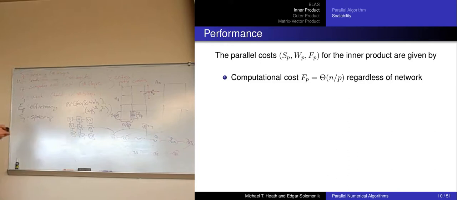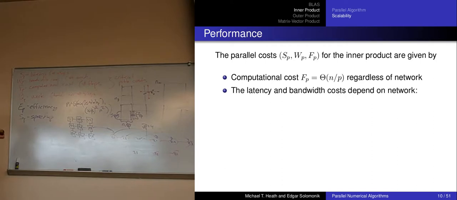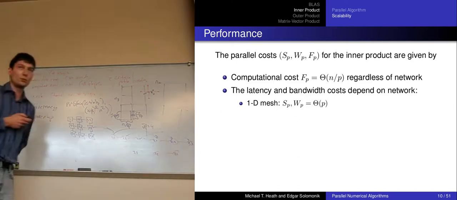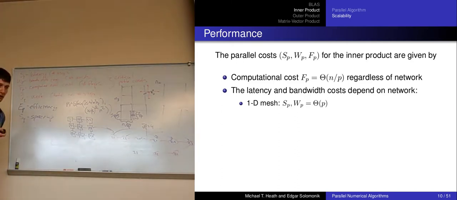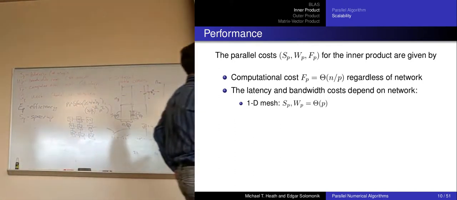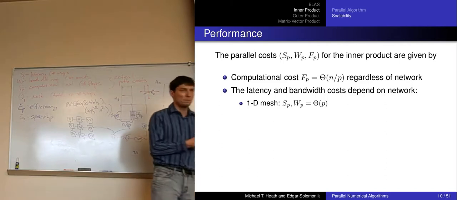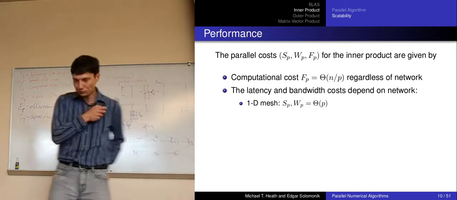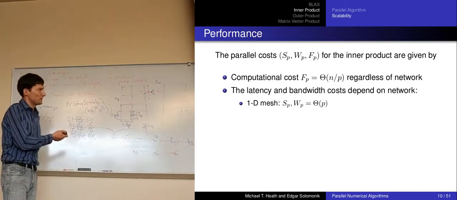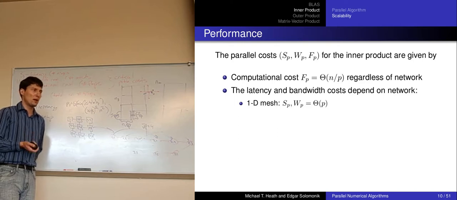Okay, let's get back to the inner product. Our computational cost is n over p. This is the amount of work every processor does. The latency and bandwidth cost then depend on the network, which we haven't really touched on when looking at the binary tree sum. On a 1D mesh, even the latency and bandwidth cost will be proportional to p. That actually looks somewhat bad, right? We would hope we would have a logarithmic latency cost.